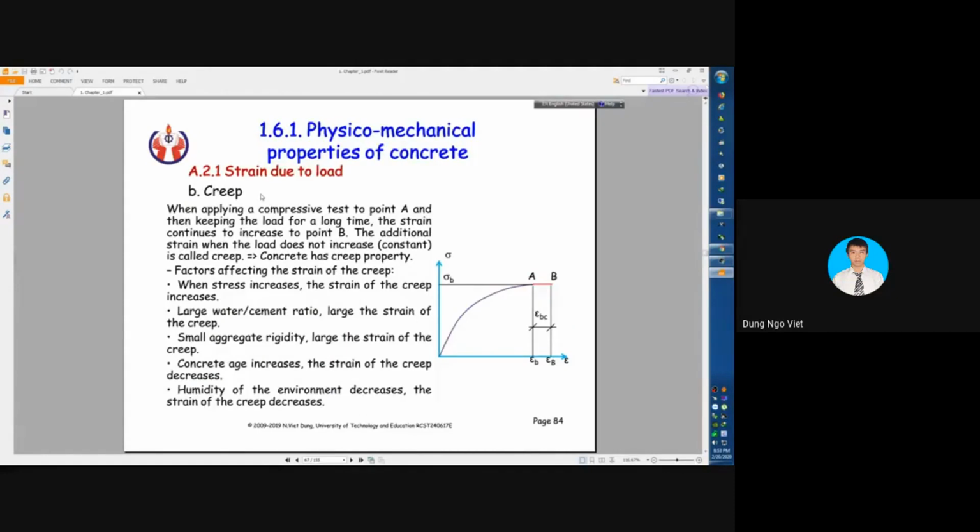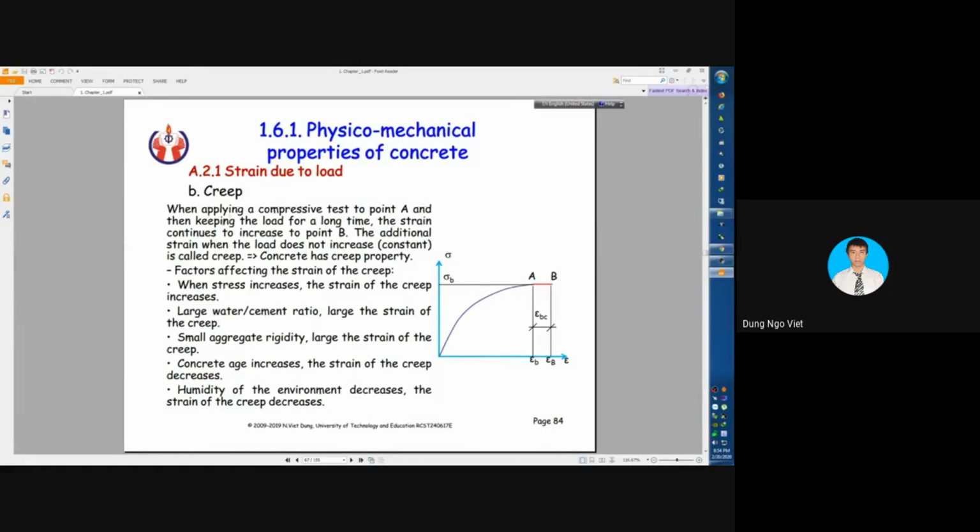Next is another mechanical property of concrete, which is creep. So what is creep? When we apply a compressive load to point A and then keep the load for a long time, we don't increase the load. That means the stress of concrete is a constant value, sigma B, but we keep it for a long time.